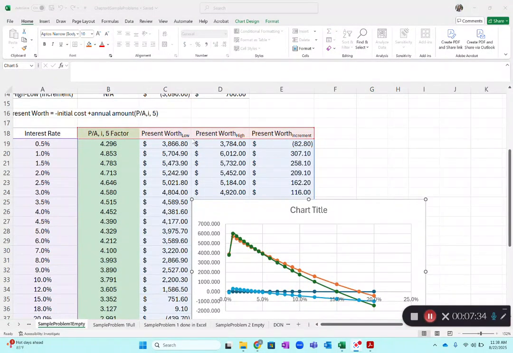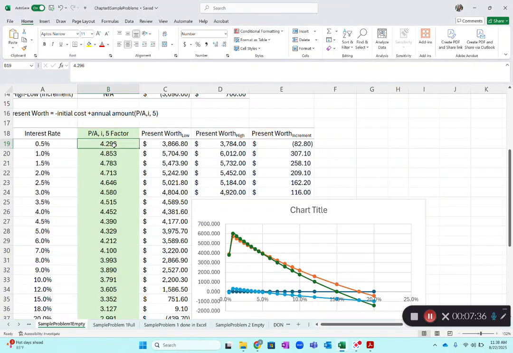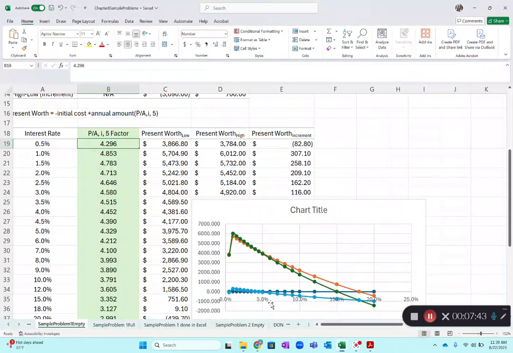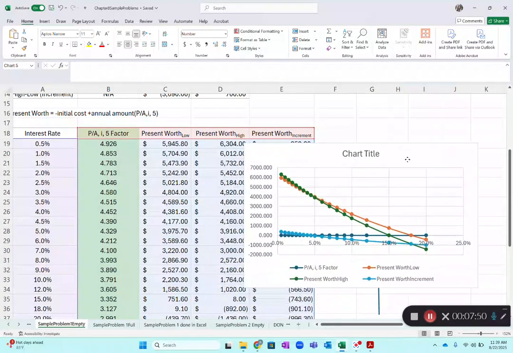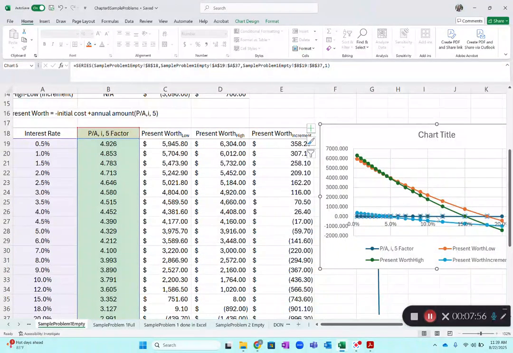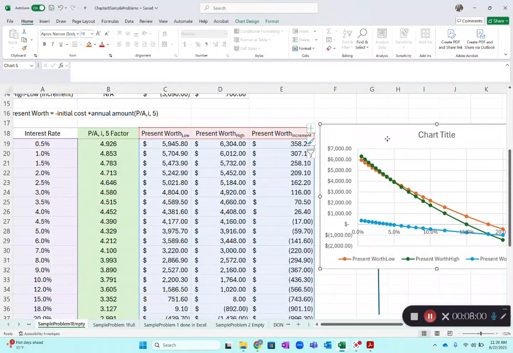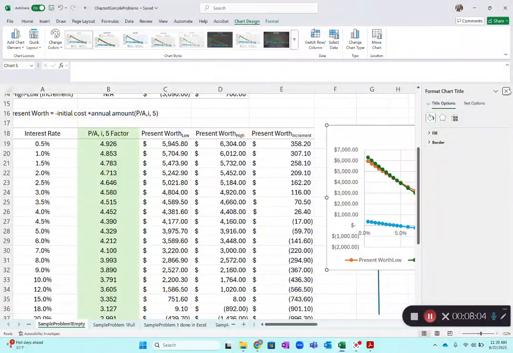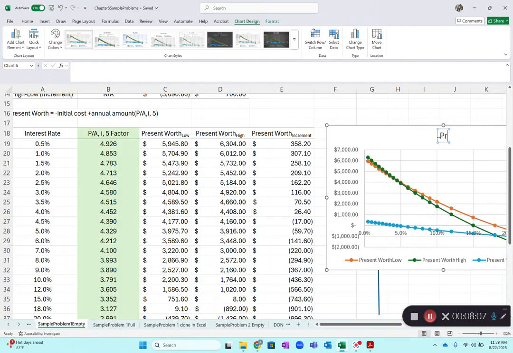After looking at it, I think I was a little mistaken and got these backwards. This is 4.926, not 4.296. If you were here in person, you probably would have corrected me. I'm sorry about that mistake. As I fix that, you'll see the graph looks much better. I actually don't want my factors on my graph, so I'm going to delete that. Now I have this graph that is just my present worth versus my interest rates. And I'm going to type that.